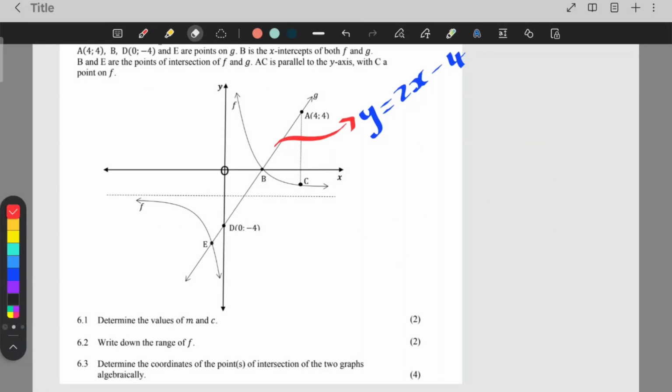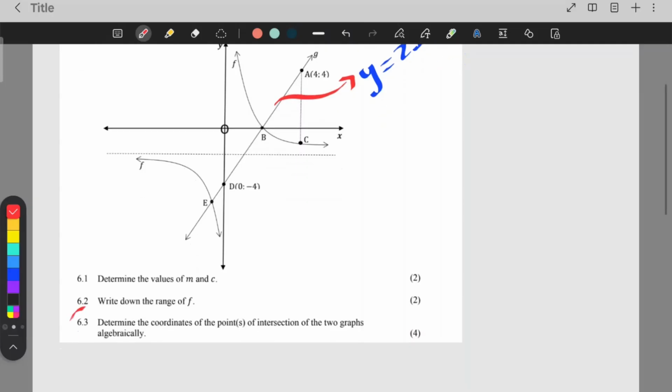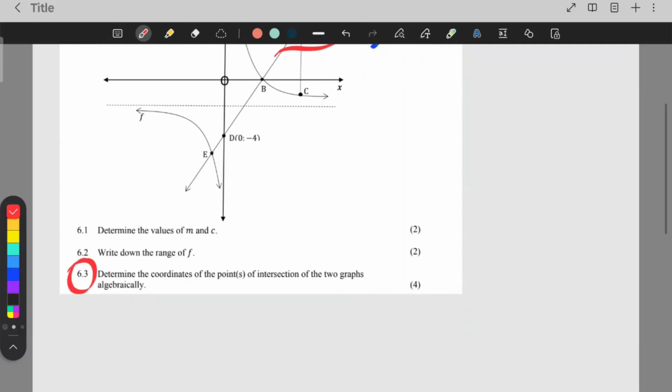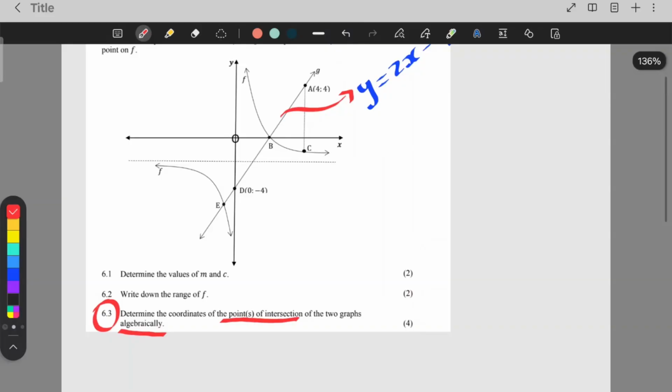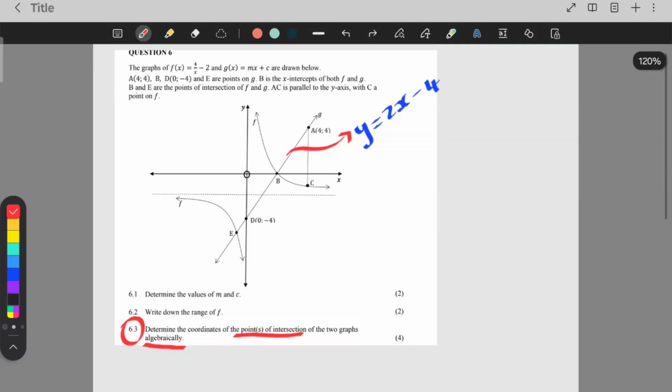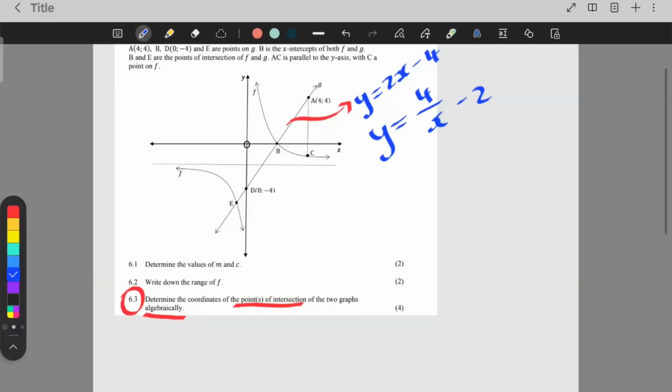Okay, next question is 6.3. Determine the coordinates of the points of intersection of the two graphs algebraically. So they want you to work it out, eh? So this is a point of intersection and that is a point of intersection. Now to work out a point of intersection, you just make your two graphs equal to each other. So that's the straight line. And let's write the hyperbola down. That's the hyperbola.